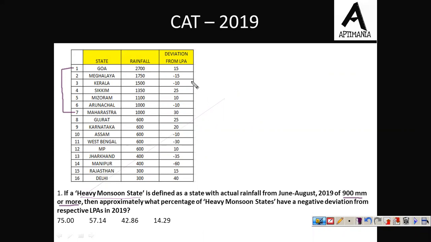Fine. Now out of these 7 states, we need to find the approximate percentage of states that have a negative deviation from LPA. Negative deviation we have here in Meghalaya, in Kerala, and in Arunachal. So out of these 7 states, 3 states have a negative deviation. So in terms of percentage, if we calculate this, we will get 42.8. So the correct answer is option C, 42.86. Going to the next question.